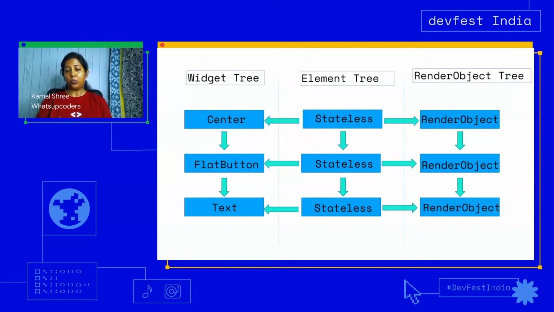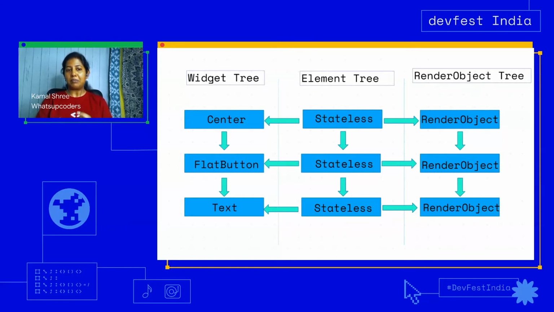We have a center, and then we have a flat button, we have a text. So these all are widgets. In the background, the element tree looks like this, stateless. And then we have the render object. As I mentioned, Flutter will create the widget tree from all the widgets used above. Now for each widget in the tree, Flutter will create an element using the create element method on the widget. And then this is how the element tree is created. Then after the element tree is done, Flutter will create the corresponding render object by calling the create render object on the widget.